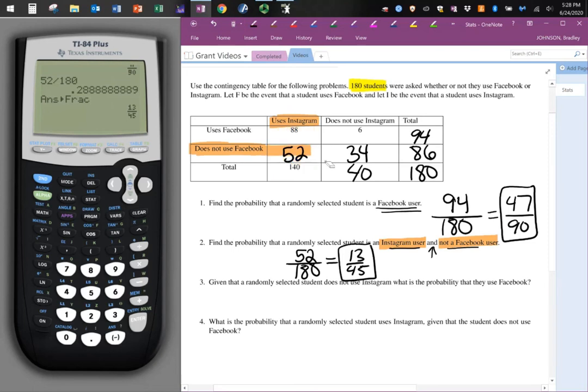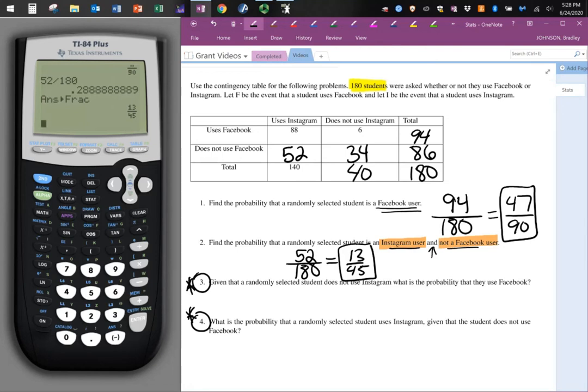And then what we could do is have a different type. Number 3 and 4 are special examples. These are using what's known as conditional probabilities. With conditional probabilities, you're given some information about the situation at hand.